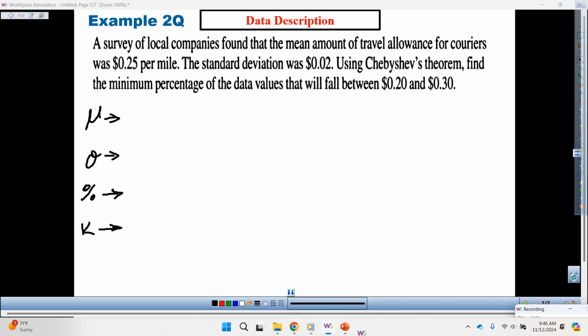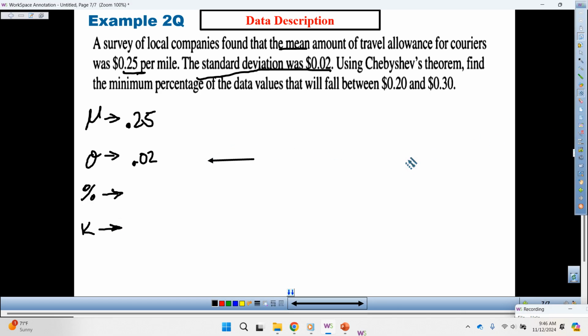All right, get our number line going. Get our information. We have the mean being how much? 0.25. What is standard deviation? Standard deviation is 0.02. Do they give us a percent? No. Do they give us a K? No, that's what we need to find.